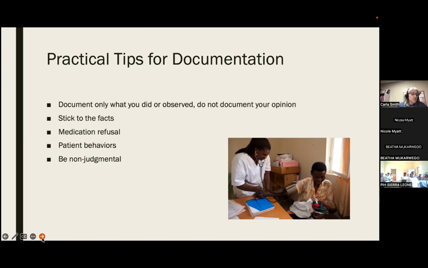You should also try not to judge the patient. You want to be non-judgmental in the words that you choose. If the patient is refusing care or being obstinate to care.